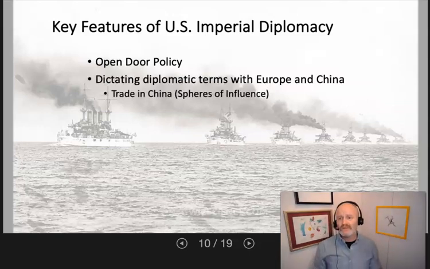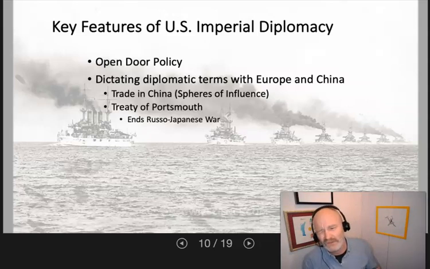Spheres of influence. This is this notion that, again, the United States isn't going to mess around, not only with China and Chinese sovereign territory, but we're not trying to get in a battle with Japan or France or whomever else, right? There's just too many cooks in the kitchen already. We have the open door policy, spheres of influence.